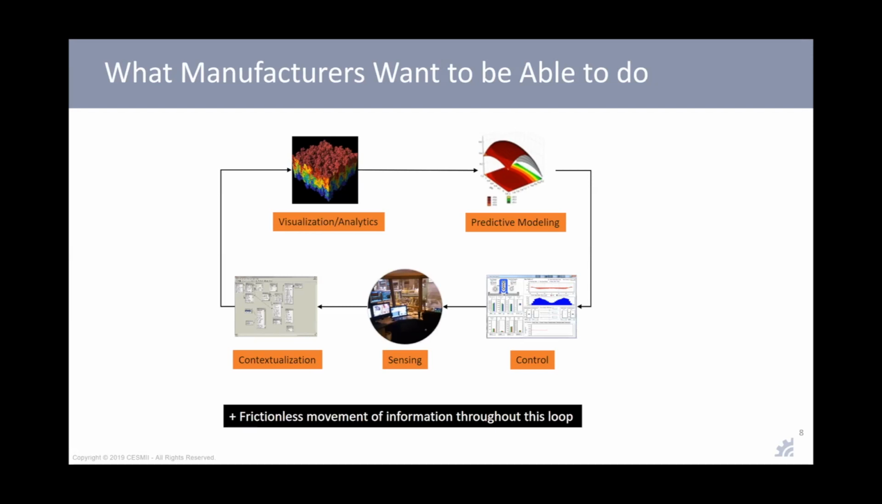Now, one of the key things that our manufacturers also want to be able to do is have a seamless manner in which the movement of information takes place between each of these blocks and around the loop. And that's a critical element that is served by technologies that make up the smart manufacturing platform.